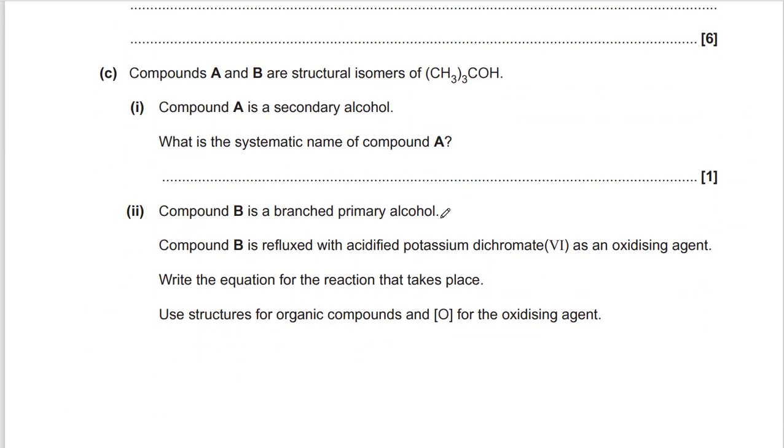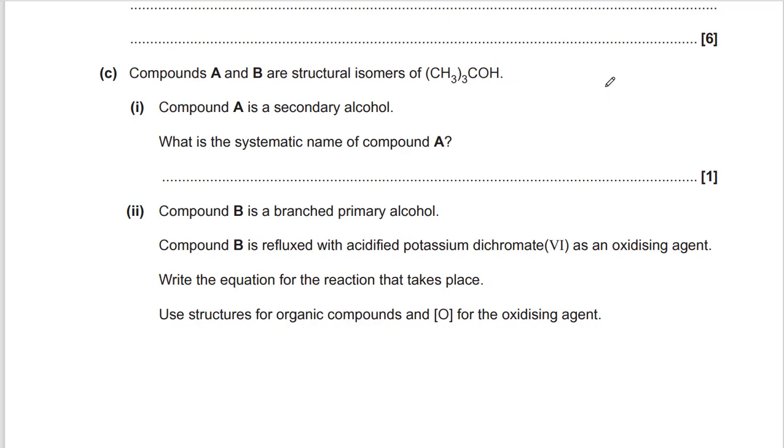Nearly done actually. Right, so compounds A and B are structural isomers. Compound A is a secondary alcohol. What is the systematic name of compound A? So it tells you in the question here that compounds A and B are structural isomers.